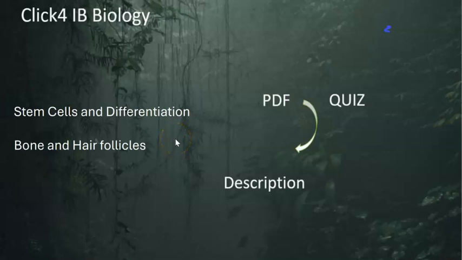Click for IB Biology. Here we're looking at stem cells, the process of differentiation, and with some examples of bones and hair follicles as containing stem cell tissue.